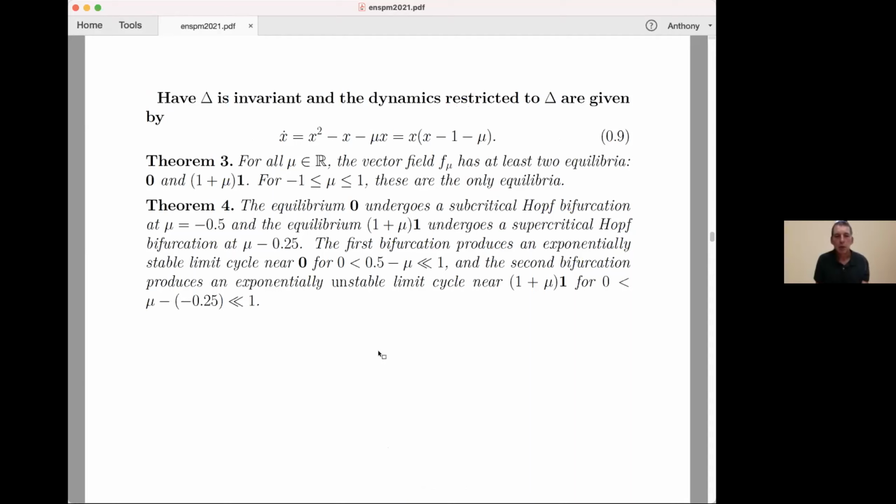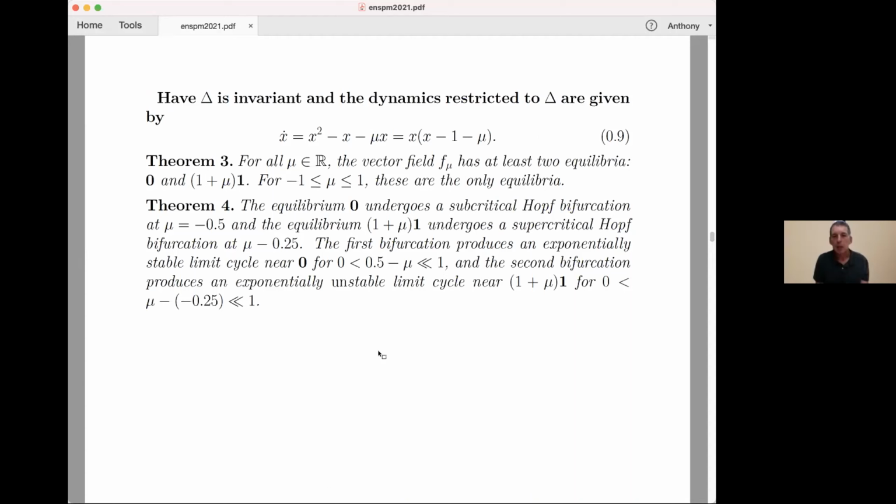The dynamics restricted to delta is actually given by this very nice simple system here. And you can show that the vector field has at least two equilibria, 0 and 1 plus mu times 1. For mu between -1 and 1, they're the only equilibria. And then, in addition, you can show that you get a subcritical Hopf bifurcation at mu equals -0.5 and a supercritical Hopf bifurcation at -0.25.